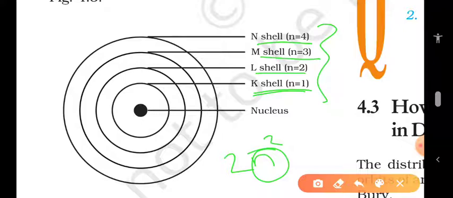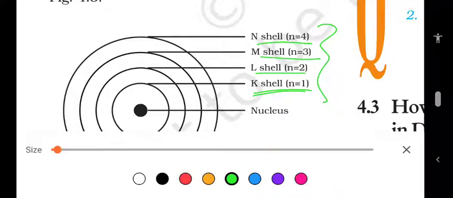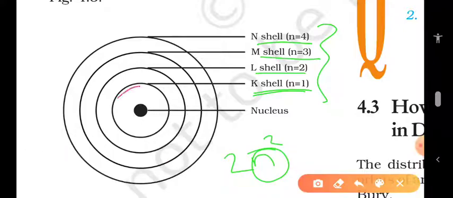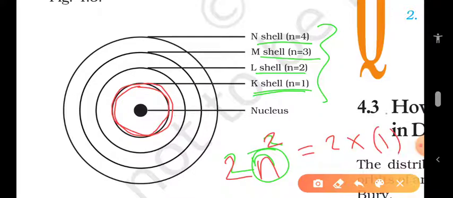Now if we need to calculate how many number of electrons are there at K shell, in this orbit, how many number of electrons are there? How to calculate? Using this formula, we can calculate 2n square. For K shell, what is the n value? It is 1. So substitute n is equal to 1 in this formula. 2 into 1 whole square. What is the answer? 1 square is 1 only. So 2 into 1, 2. So at K shell, 2 electrons will be there.